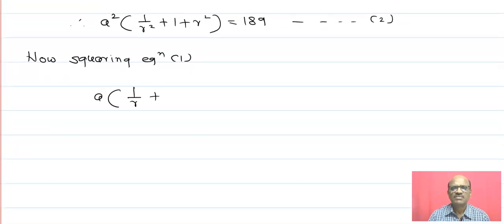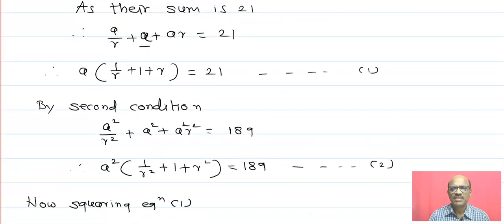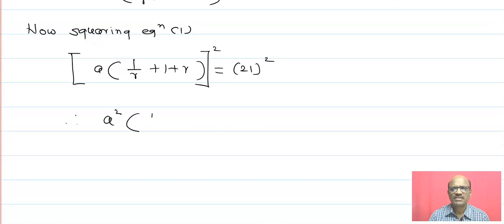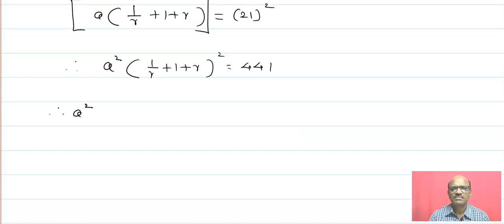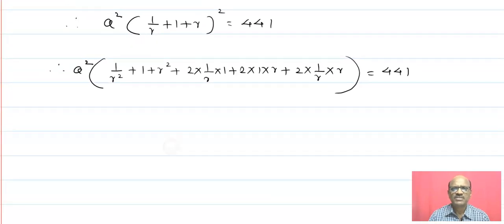Now squaring equation 1, that is a in bracket 1 upon r plus 1 plus r, whole bracket square is equal to 21 square. You will get a square in bracket 1 upon r plus 1 plus r, bracket square is equal to 441. Therefore a square in bracket, now square this, that is 1 upon r plus 1 plus r bracket square, is equal to a square plus b square plus c square plus 2ab plus 2bc plus 2ac.